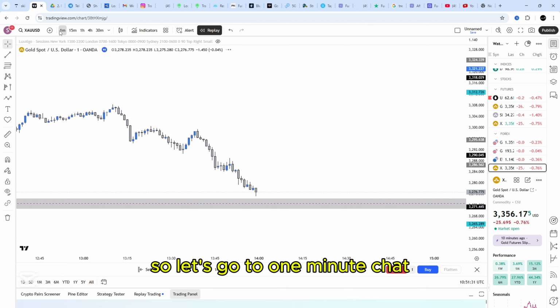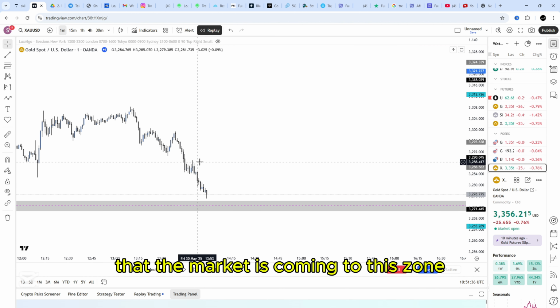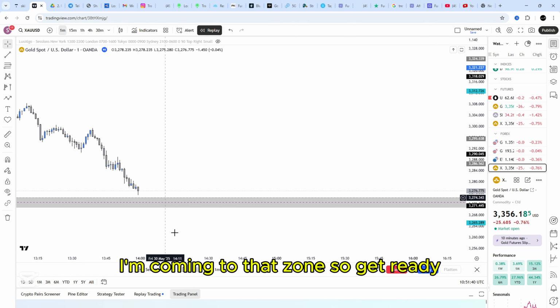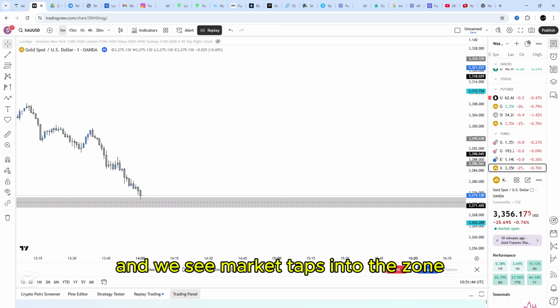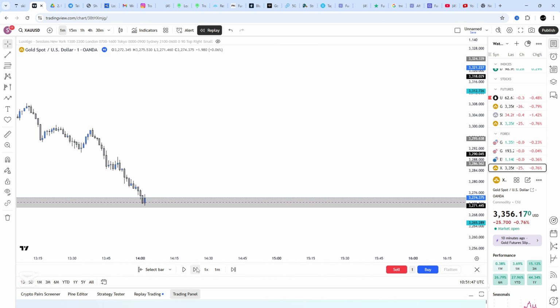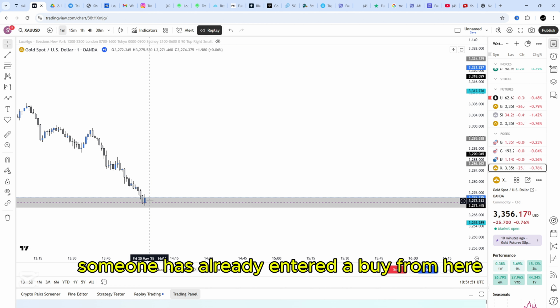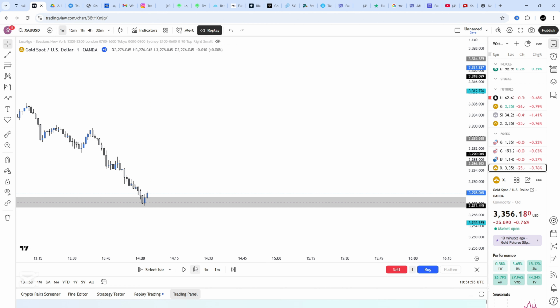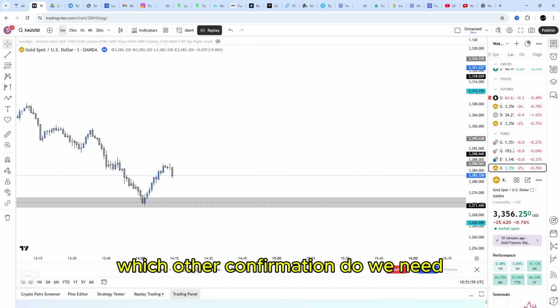So let's go to 1 minute chart and we see what happens here. So we can see well that the market is coming to this zone, and the market is showing us that I'm coming to that zone, so get ready. So the market comes to this zone. Let's play this out and we see. Market taps into the zone. So the aggressive entries, someone has already entered a buy from here, and someone is waiting for another confirmation after that move. Now which other confirmation do we need?